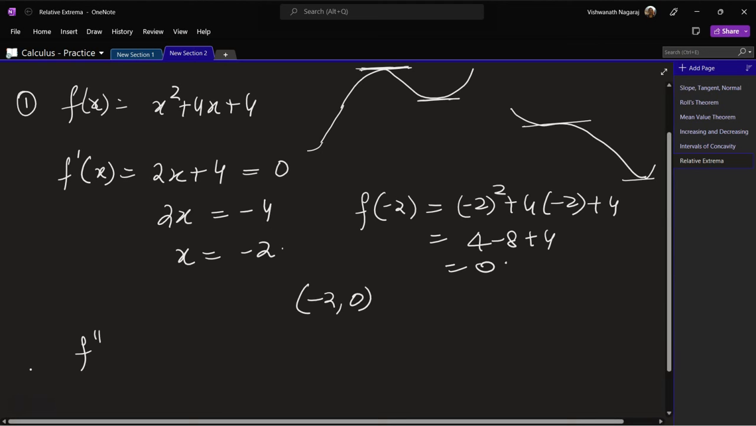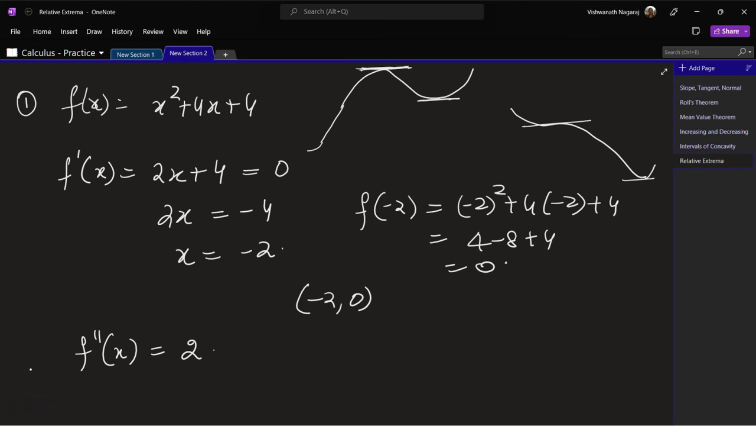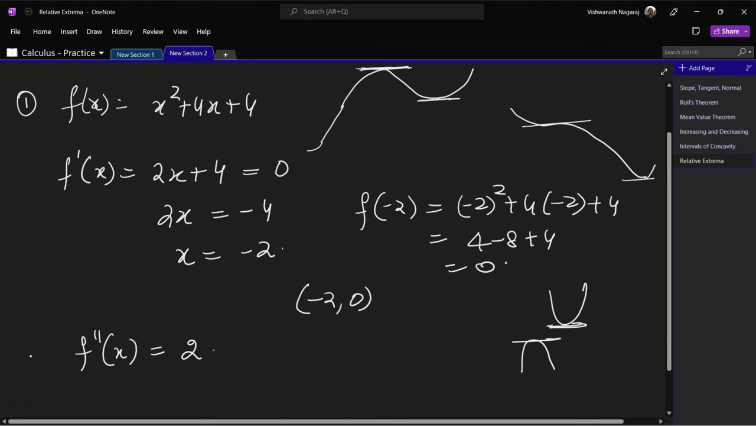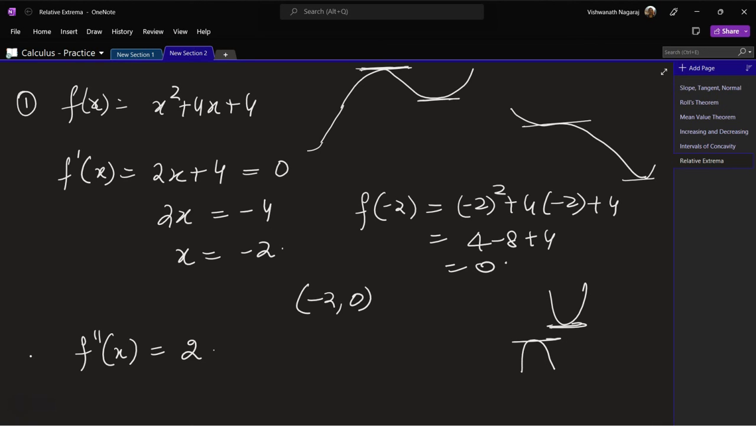Now let's take the derivative once more. What do we get? We get 2. The x disappears here, so it's a single value, that is 2, and it is positive. So if it is positive, it is concave up. If it is concave up, this is going to be the minima. If it is concave down, it is going to be the maxima. So at this point, we have a relative minima.